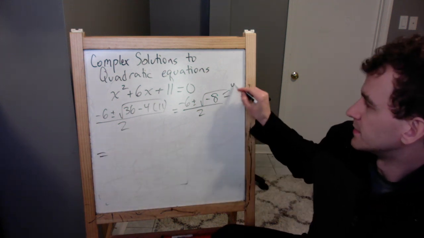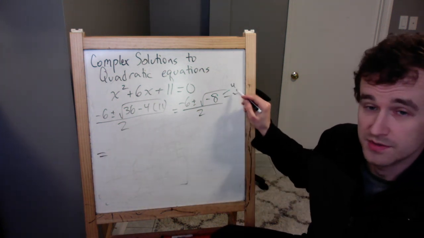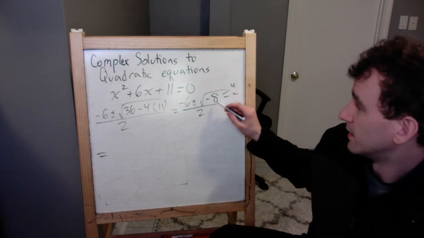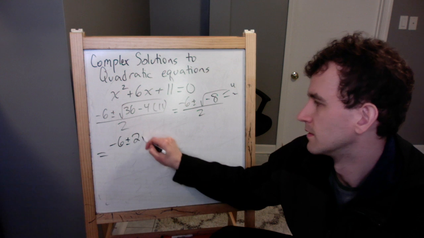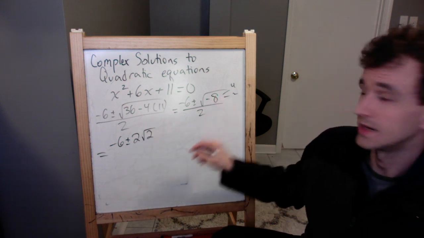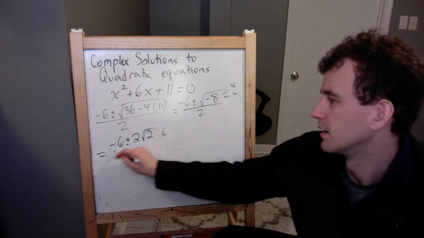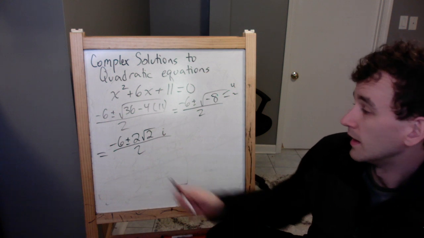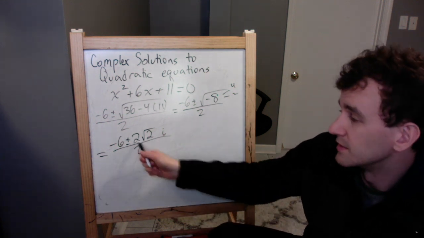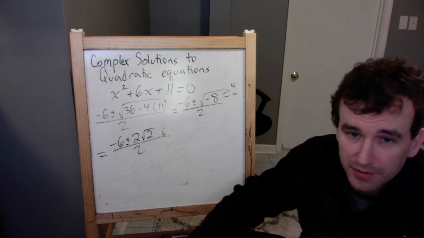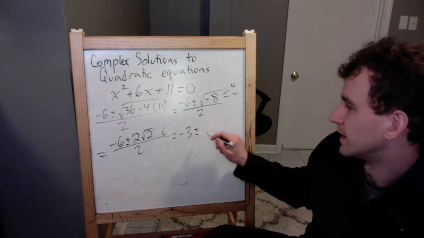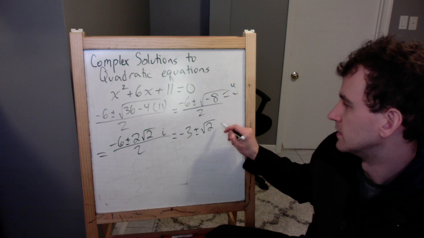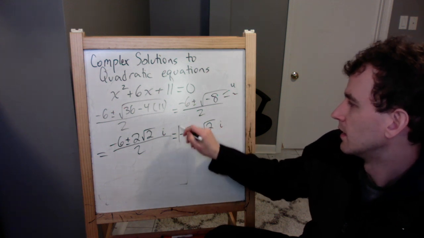8 is 4 times 2. 4 is a perfect square. The square root of 4 is 2. So root 8 is 2 root 2. And the negative inside the radical becomes an i out there. And since both 6 and 2 are divisible by 2, we can divide both of them by 2 to simplify. So we get negative 3 plus or minus root 2 i.